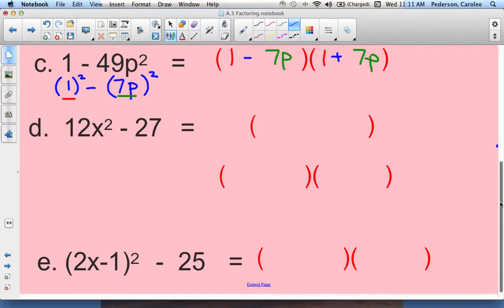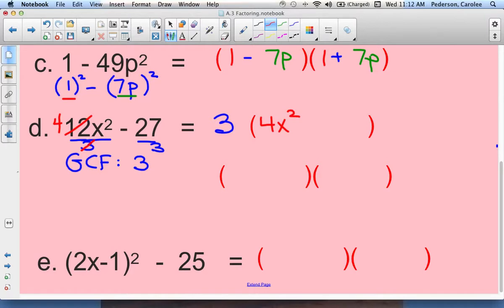Now this next example is a little more difficult because it first has a GCF. The greatest common factor with 12 and 27 that you can divide out is 3. So I'm going to take that out first. So when I divide this by 3 and this by 3, what am I left with? So I take 12 and divide it by 3, and I'm left with 4. So I have 4x squared. And then 27 divided by 3 is 9.